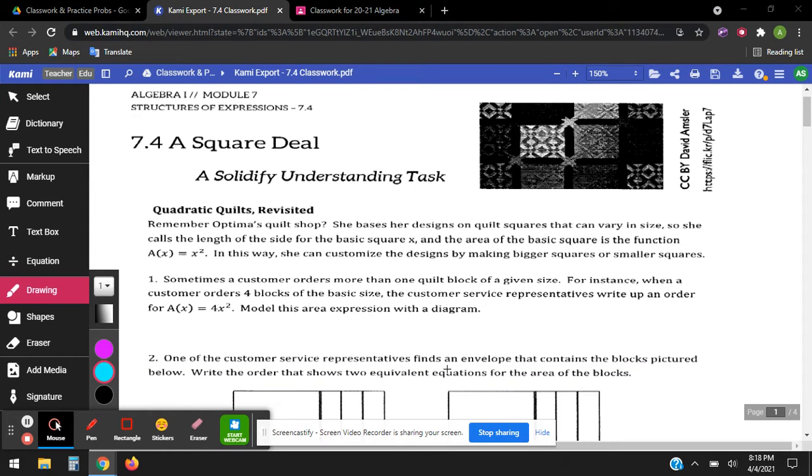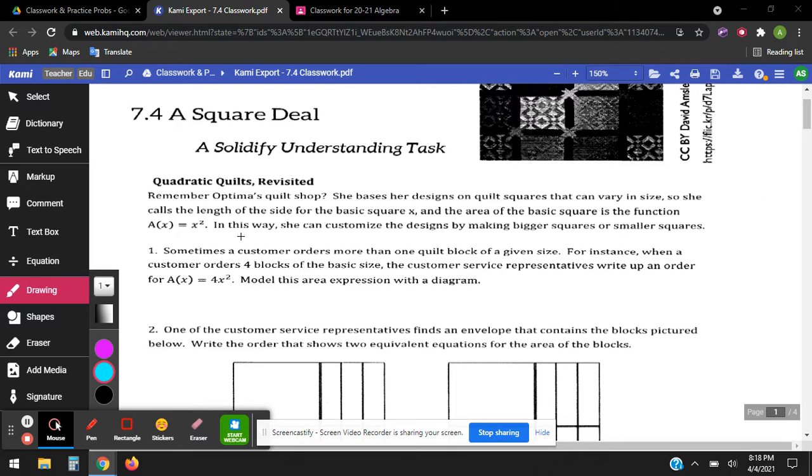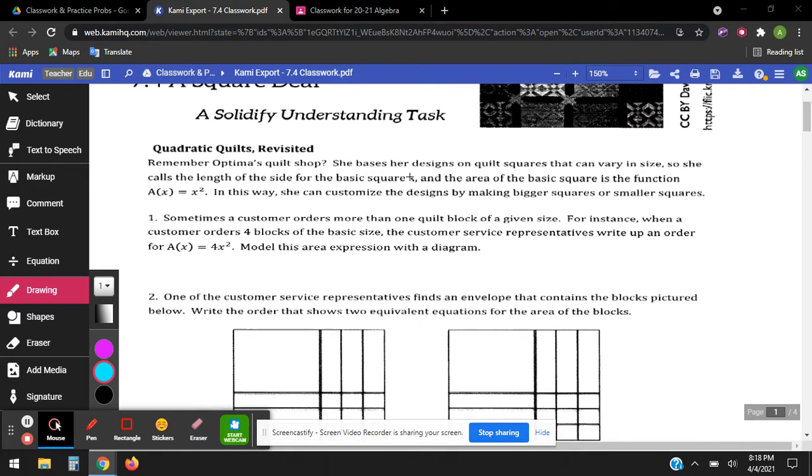Hi, this is Algebra 1, Module 7, Lesson 4, a square deal. So, going back to the quilts, remember Optima's Quilt Shop? She bases her designs on quilt squares that can vary in size. So, she calls the length of the side the basic square x. The area of the basic square is the function a of x equals x squared. And this way, she can customize the designs by making bigger squares or smaller squares.